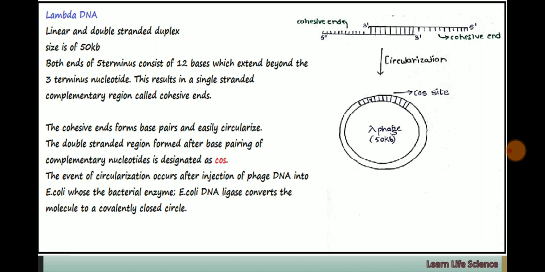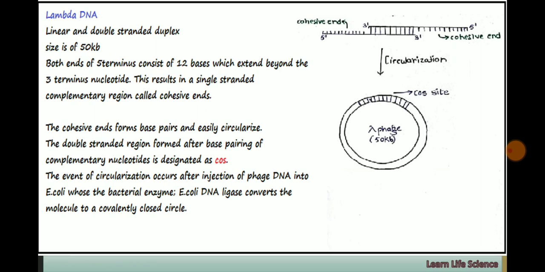So, lambda bacteriophage is linear and double-stranded duplex genetic material. The size of the DNA is about 50 kb, as I have already told you. Both the ends of 5' terminus consist of 12 bases which extend beyond the 3' terminus nucleotide. This results in a single-stranded complementary region called cohesive ends. So, in simple terms, the double-stranded linear DNA of lambda bacteriophage consists of extended 5' terminus. As you can see in the picture, there is extension of 5' terminus such that the ends are overhanging.